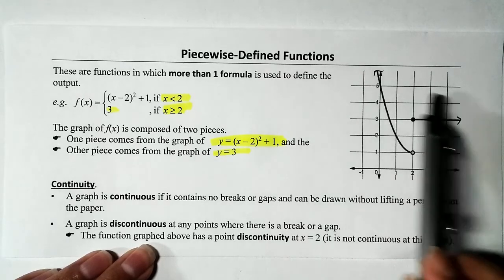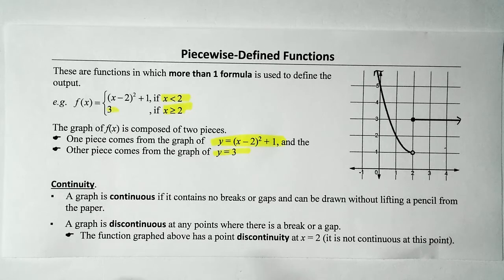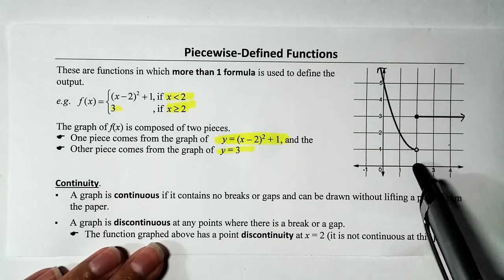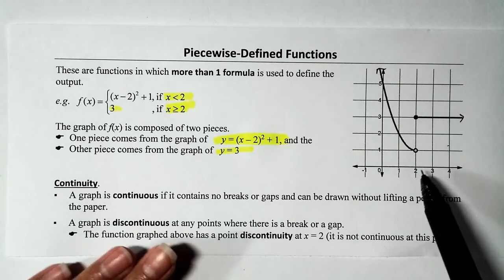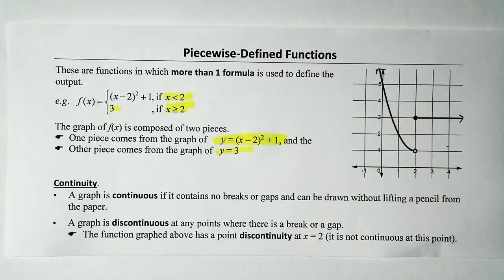So this function actually has a point of discontinuity. In this case, we had to take a break at x equals 2. We had to take a break at x equals 2, so we have a point of discontinuity at x equals 2.